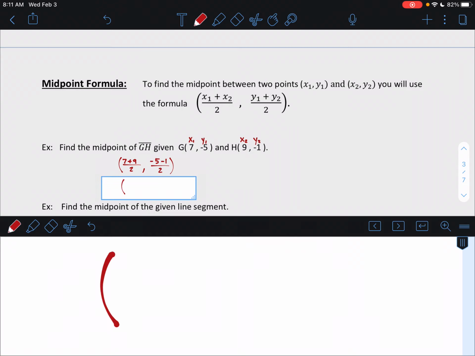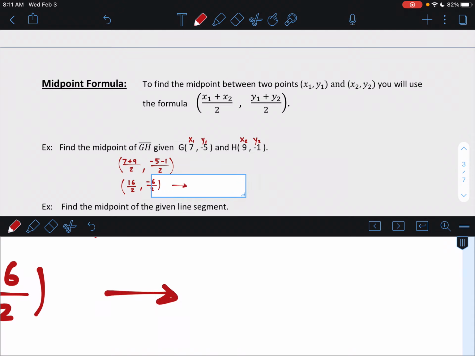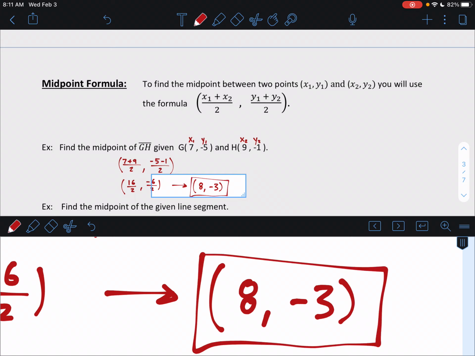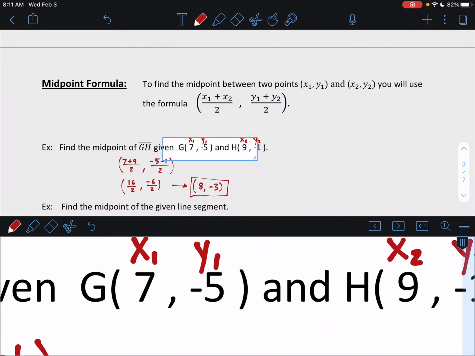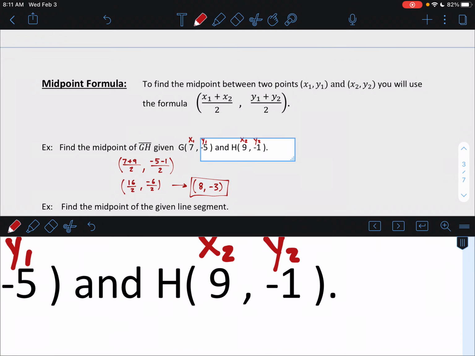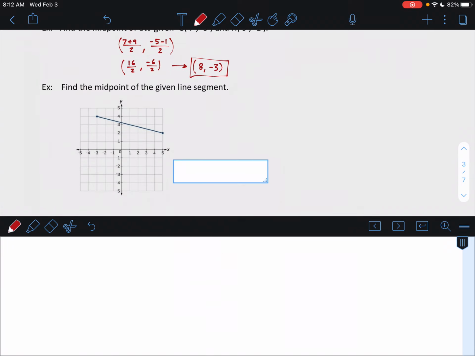7 plus 9 is 16 over 2. Negative 5 minus 1 is negative 6 over 2. And 16 over 2 is 8. Negative 6 over 2 is negative 3. Therefore, 8, negative 3 is going to be the midpoint of this segment, GH. So this segment GH has its endpoints at 7, negative 5 and 9, negative 1. So halfway between those 2 points, or the midpoint of that, is going to be 8, negative 3. All right.